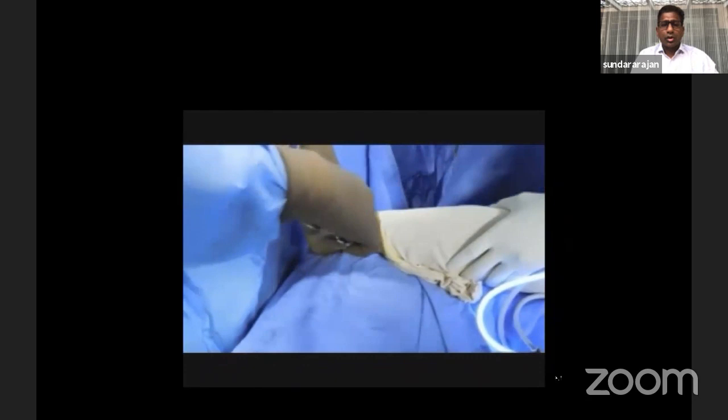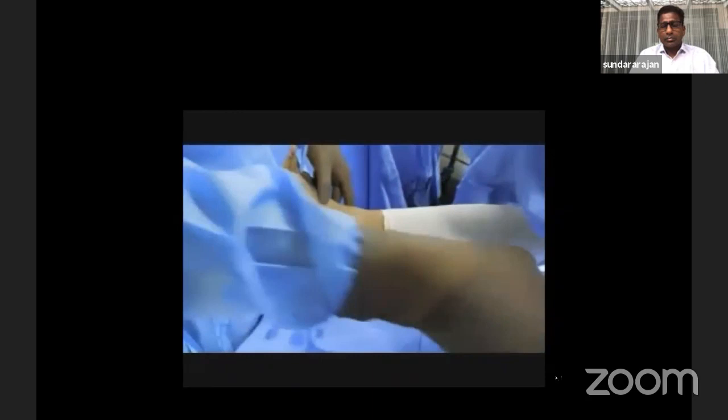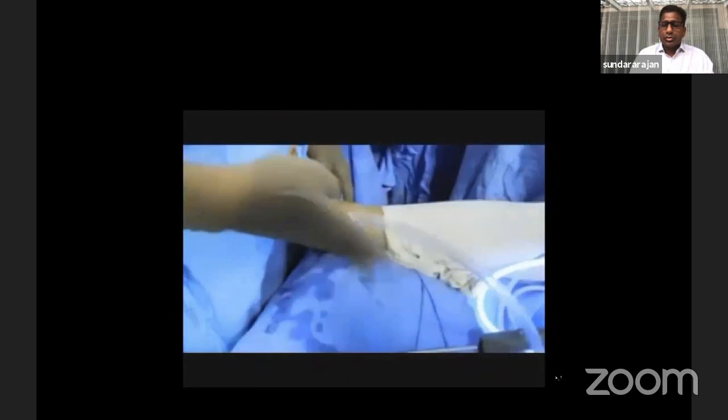And for the scope, it is better to use a short lever arm. Some of the scopes have a longer lever arm, like Stryker, and there are shorter lever arm scopes, which are easier and more convenient to use and rotate. This is how you use the short scope.